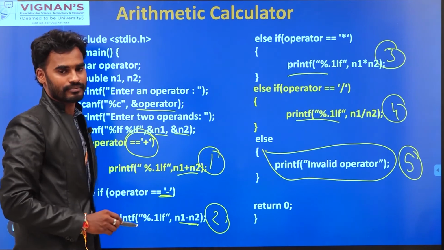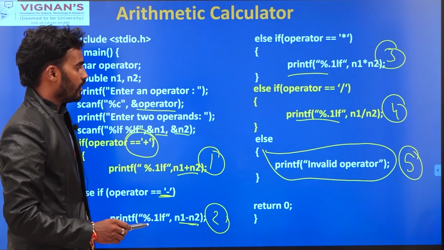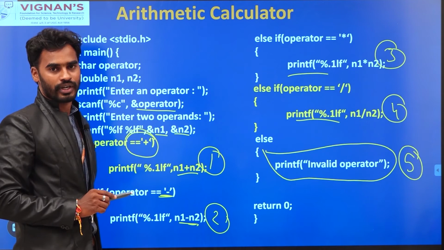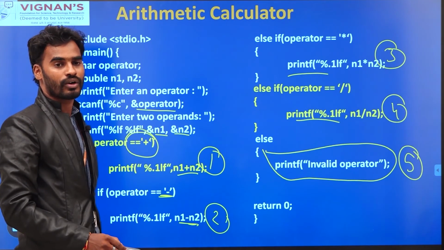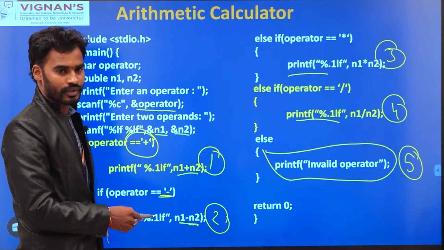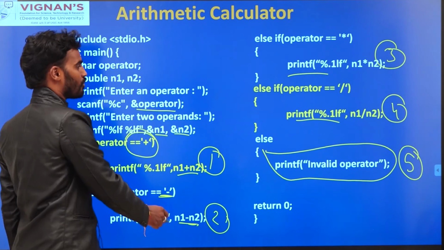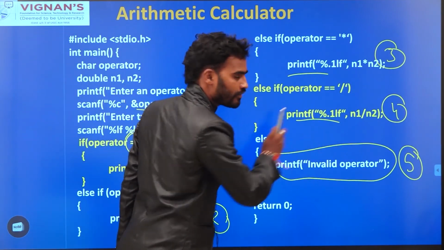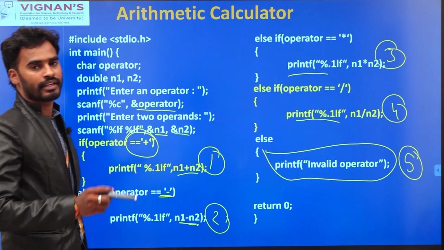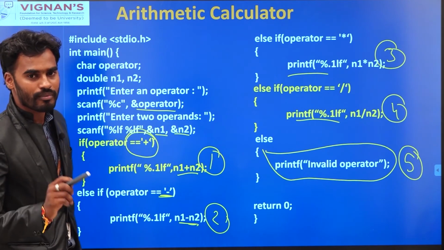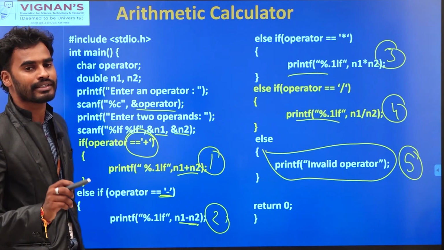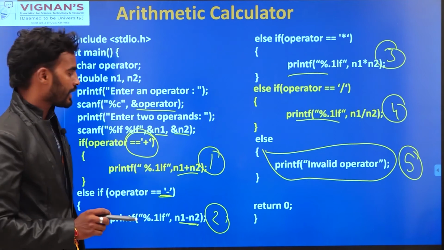At any time, only one block will be executed. Never ever will two blocks execute at a time. It can be either the first block or second block or third block or fourth block or fifth block. At any given time, only one block will be executed, and that is based on the given condition.